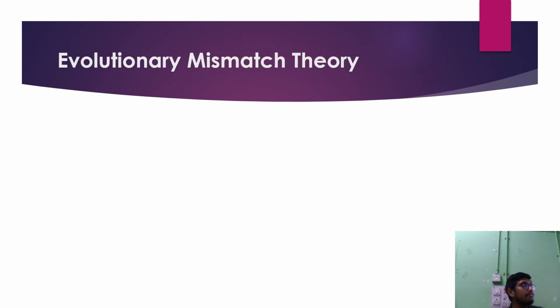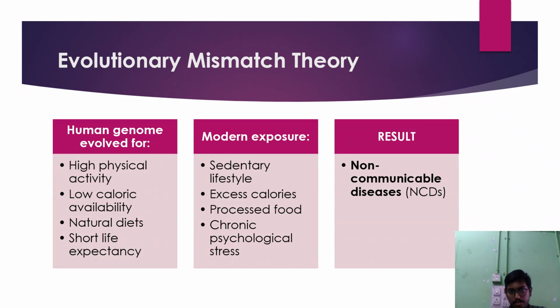Now, evolutionary mismatch theory. Human genomes evolved for high physical activity, low caloric availability, natural diets like a fiber-rich diet, and short life expectancy. But in modern exposure, there are sedentary lifestyles, excess calories with processed food, and chronic psychological stress. That's why it results in non-communicable disease.